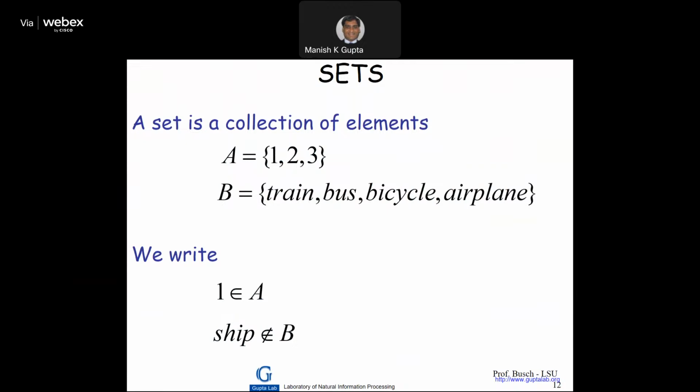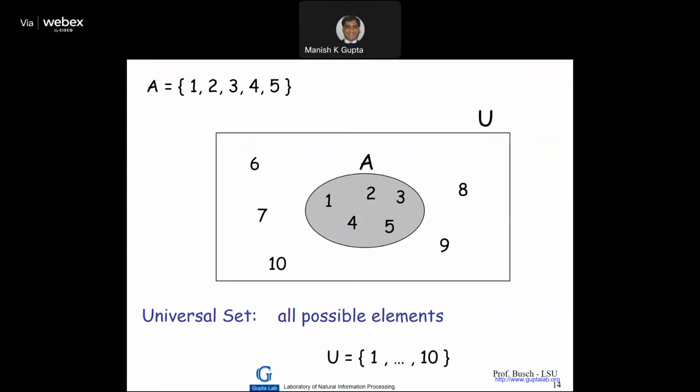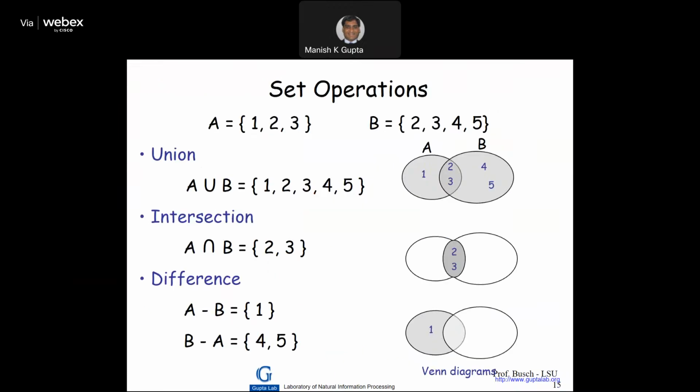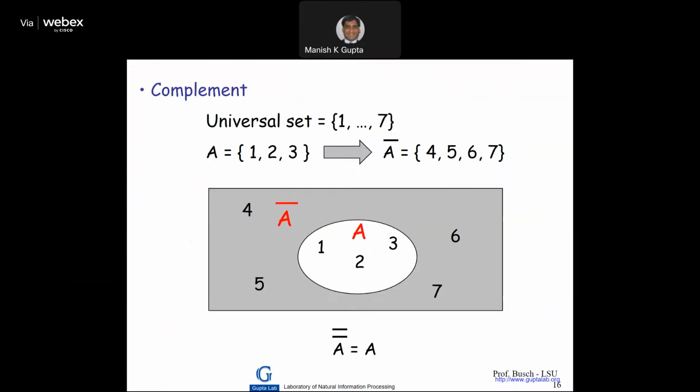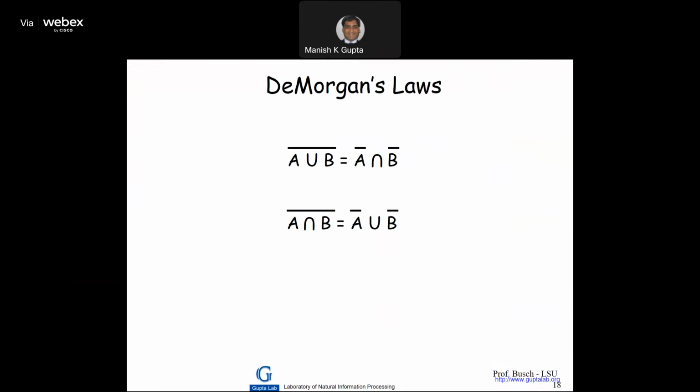Then you know all these things. A collection of well-defined objects anyway. The universal set is there and all those things you are reading from high school. You can do all kinds of operations: union, intersection, difference, and so on. Complement, just take the complement with respect to the universal set. For example, the complement of even integers is odd integers, if the universal set is integers. De Morgan's law, very famous. I think you know all these things.